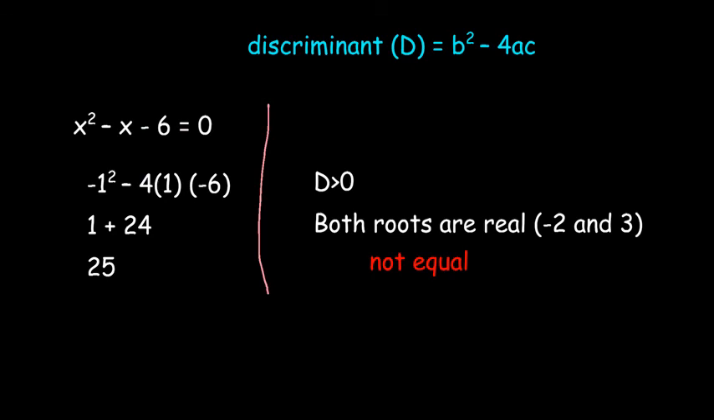Now let's try finding out the discriminant of this equation. So the discriminant is b squared minus 4ac. So a is 1, b is minus 1, c is minus 6. So plugging in the values, you get 25, which is a positive value. This denotes that both the roots are real numbers and they're not equal. So this has been confirmed when we solved the question. We got minus 2 and 3, which are roots and are real numbers which are not equal.